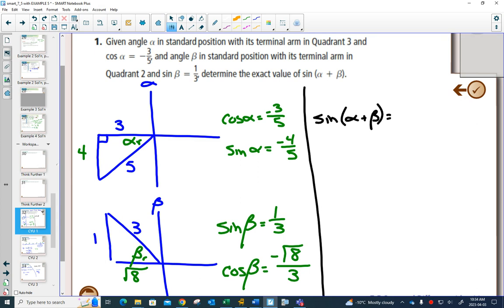And this is where we have to go to our formula sheet. Sine of alpha plus beta is equal to sine of alpha cos of beta plus cos of alpha sine of beta.